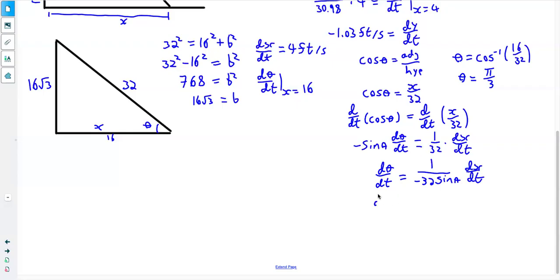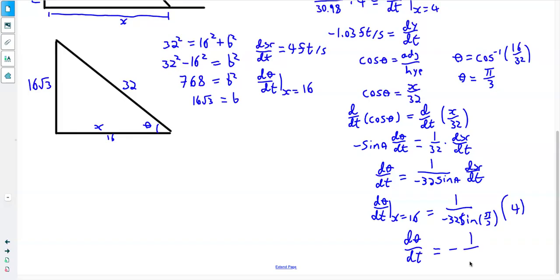Now, if we're looking at d theta dt at x equal to 16, then we have 1 over negative 32 times sine of our angle of pi over 3 times dx dt, which we know is 4, and that gives us a d theta over dt of negative 1 over 4 root 3 radians per second.